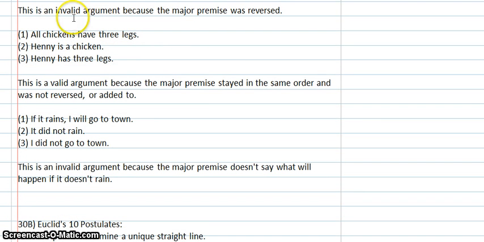Okay, another example, our major premise: all chickens have 3 legs. And our minor premise: Henny is a chicken. And then our conclusion is that Henny has 3 legs. This is valid as far as arguments go. Even though we know that chickens don't have 3 legs, it's still a valid argument because we're just going by this major premise, and we could say, if it was true, that Henny has 3 legs. So this hasn't been reversed or twisted around, and we didn't add anything to it. So it would be a valid argument even though we know that's not true.